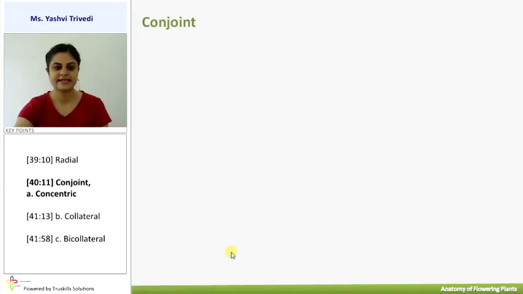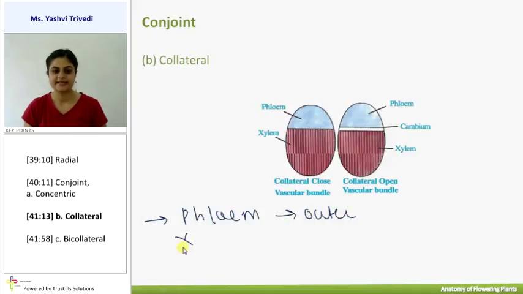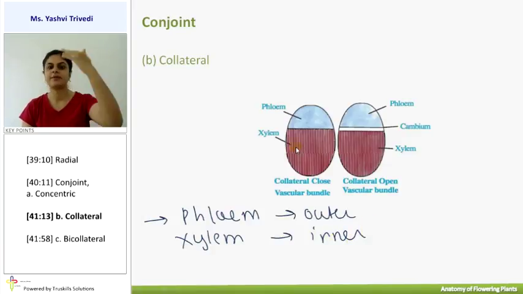Okay. The second type is collateral. This is the diagram of collateral. In case of collateral, phloem will be on the outer side and xylem will be there on the inner side. As you can see in the diagram, this is xylem on the lower side, phloem on the outer side. Outer to what? To epidermis. Inner to what? To pith.